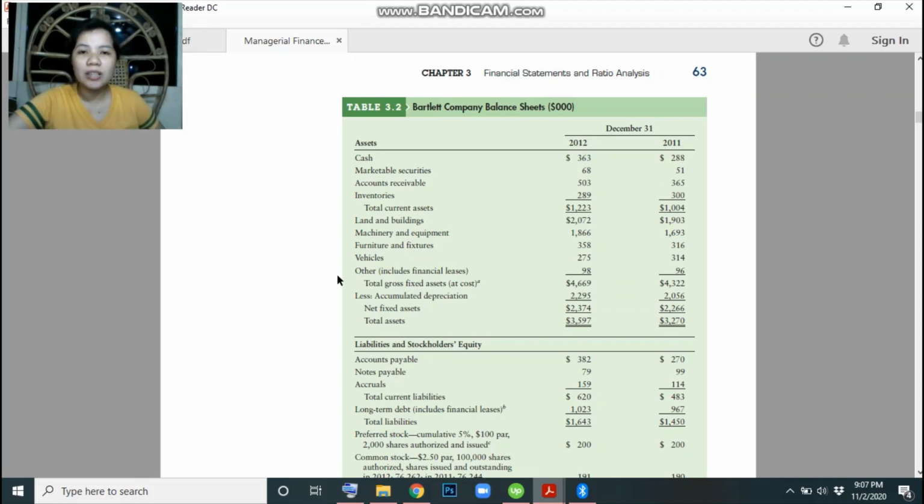Ang non-current assets or net fixed assets, these are assets nga dili siya dali ma-convert into cash within 1 year. Sometimes it takes more than 1 year. Example, land, building, machinery, equipment, furniture, vehicles, mao na siya ang kasagaran sa non-current assets or the net fixed assets. Okay.